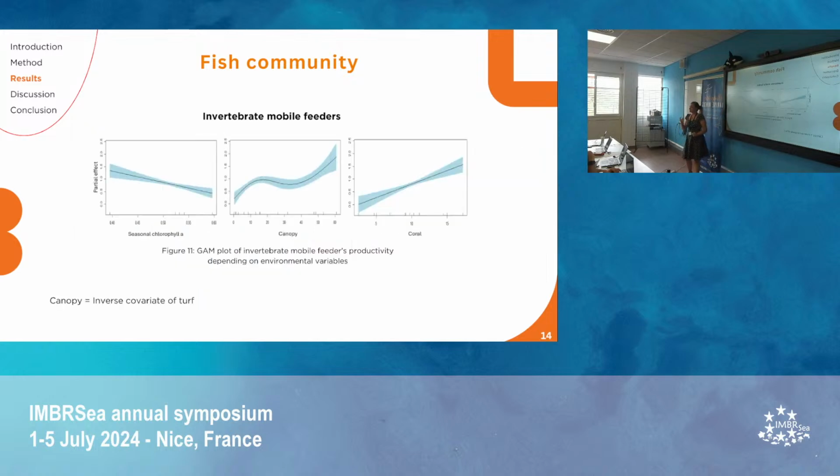So then we did some other generalized additive models for each trophic guild. Here are the results for the main one, the invertebrate mobile feeders. We can see a negative relation with seasonal chlorophyll a and a positive one with canopy and coral cover. Canopy was found to be an inverse covariate of turf. So that means that canopy and coral coverage corroborate the results found in the general model.